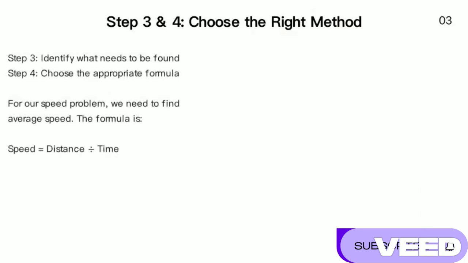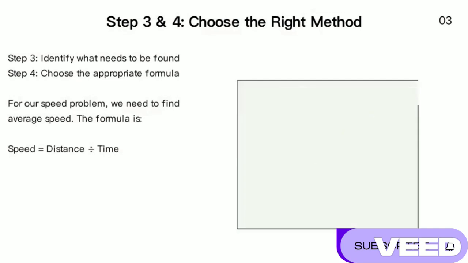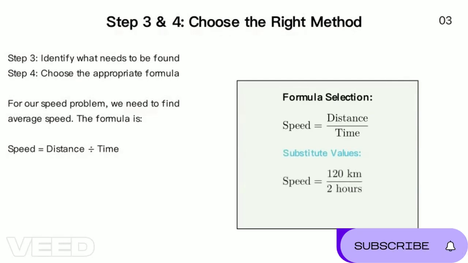Now we move to steps 3 and 4. Step 3 is clearly identifying what we need to find, in our case, the average speed. Step 4 is choosing the right method or formula. For speed problems, we use the fundamental formula. Speed equals distance divided by time.